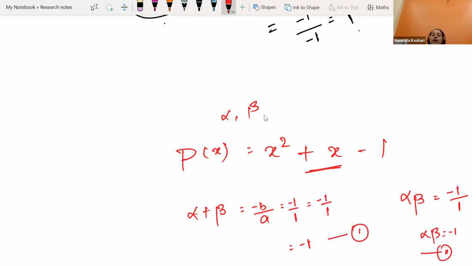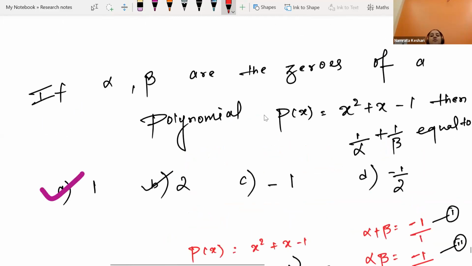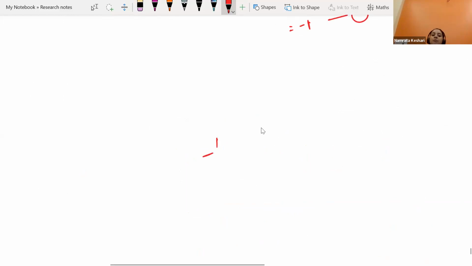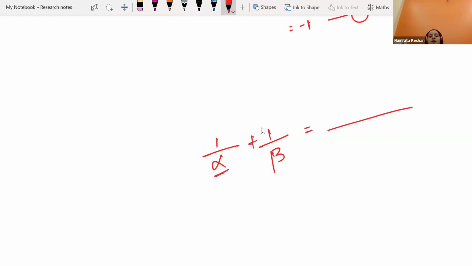Now what we have to find? We have to find the value of 1 by alpha plus 1 by beta. This we have to calculate and check, are we going to get 1, minus 2, minus 1, or what? So for now we can do the simplification. Simplification means we can take the LCM. If I am asking you what is the LCM, alpha is there, beta is there, denominators are completely different, no common factor. So for finding the LCM, what do we do? We do the multiplication. Yes or no?